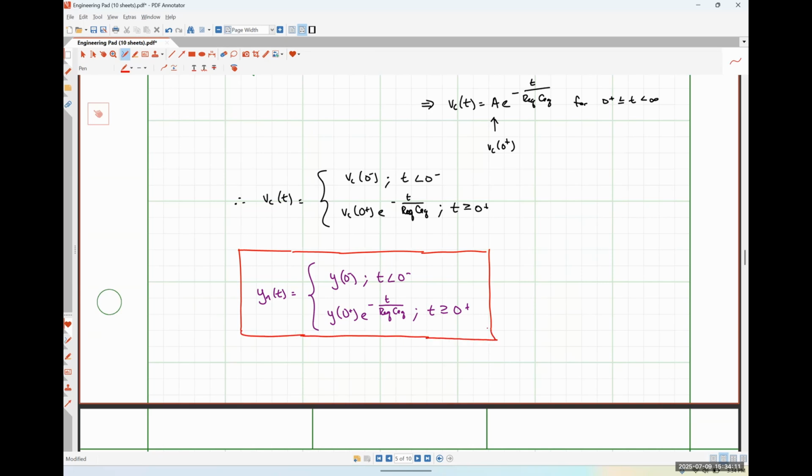And once again, we have 4 pieces of information that we're trying to find: Y at 0 minus, Y at 0 plus, REQ, and lastly, CEQ.